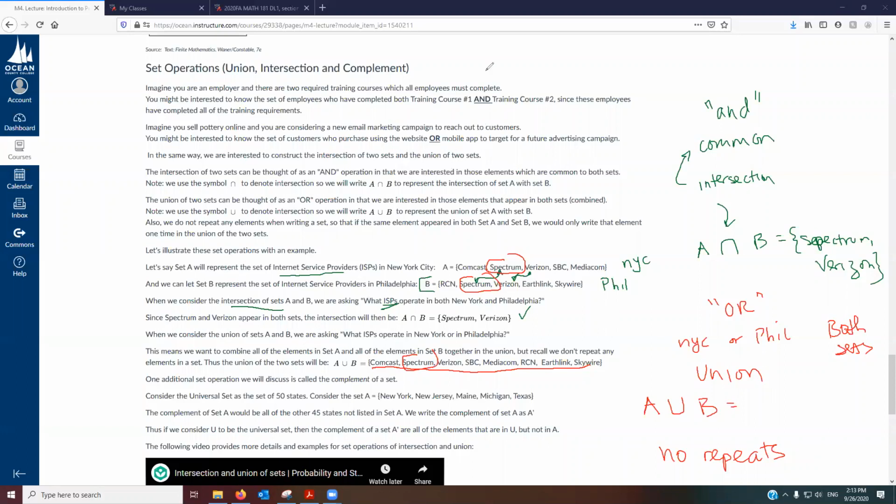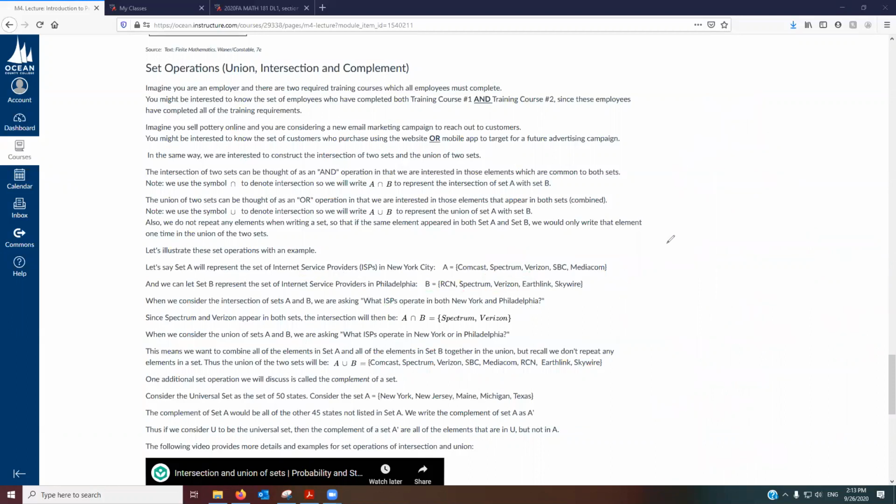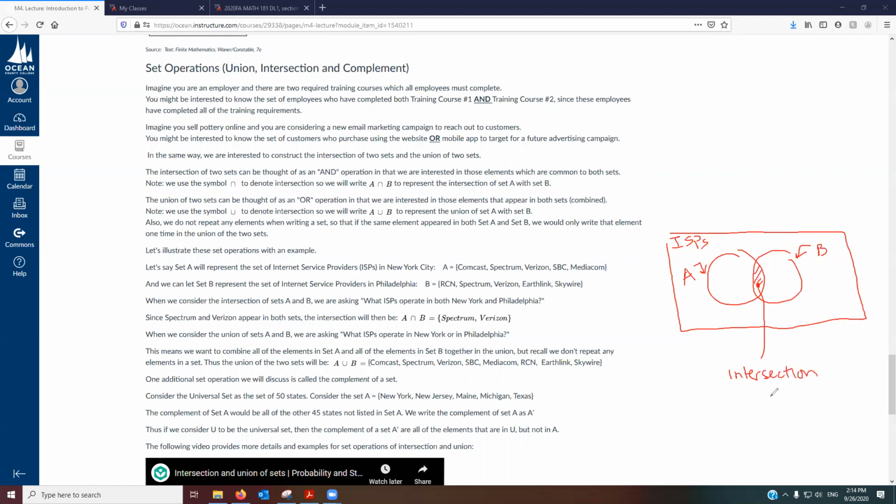By the way, let's talk about Venn diagrams for a second, because maybe it'd be useful to understand what the Venn diagram interpretation of this is. Well, let's say I had set A and set B here. So these are all the ISPs. And set A would be here, set B would be here. What elements would go in this overlap region? Well, this overlap region is the intersection. Well, for our diagram, that would be the elements Spectrum and Verizon.